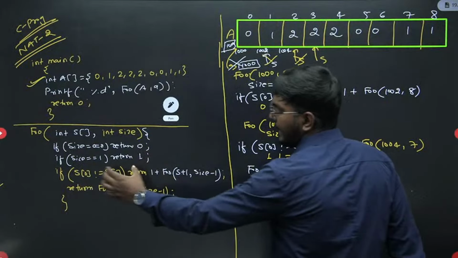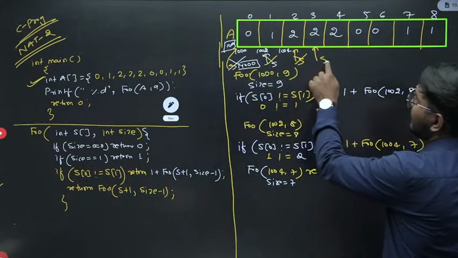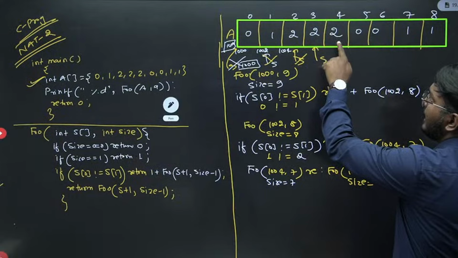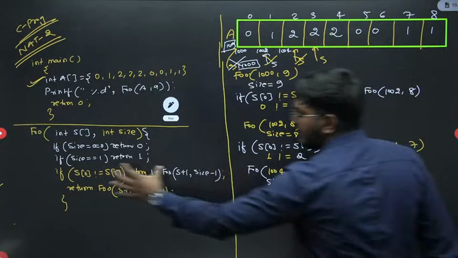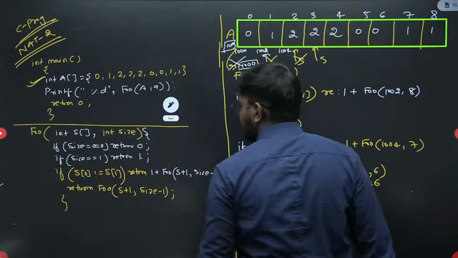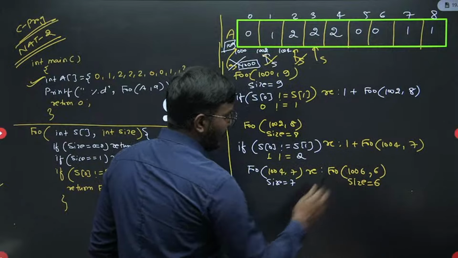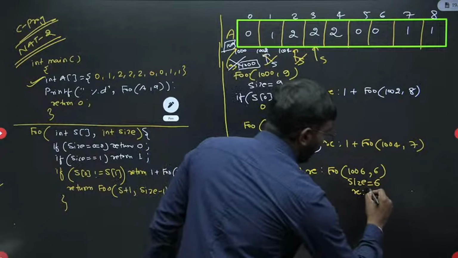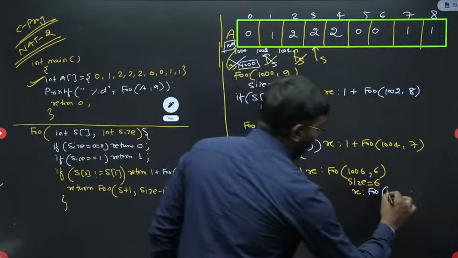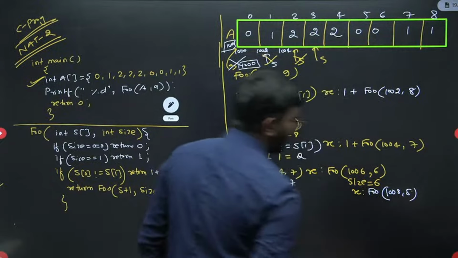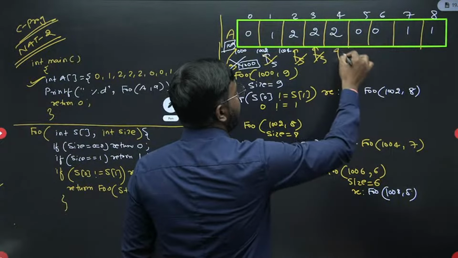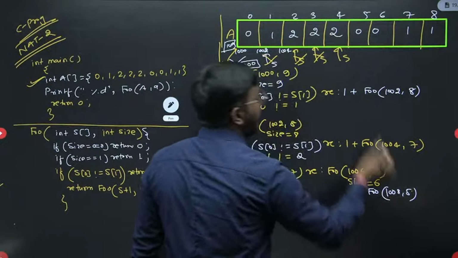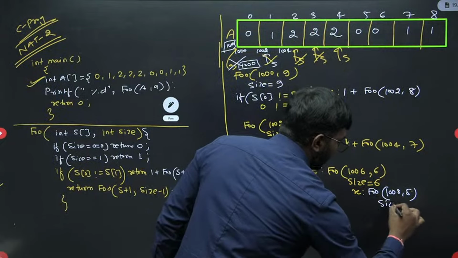Both conditions are false. Then I can check this condition. What is S of 0? S of 0 means 1006, that is 2. What is S of 1? That is the next location value, which is 2. So both have the same value, which means the condition is false. If the condition is false, then return this value. Getting my point here? So simply return the value foo of 1008, comma 5. Now S will point to this location, 1008. What is the size? Size is 5 only.